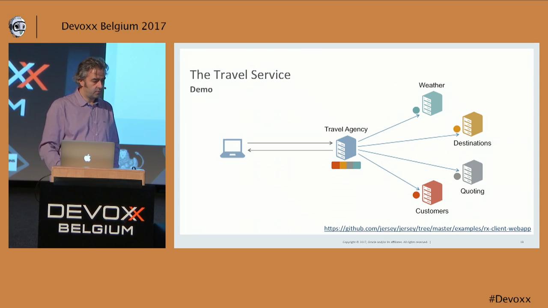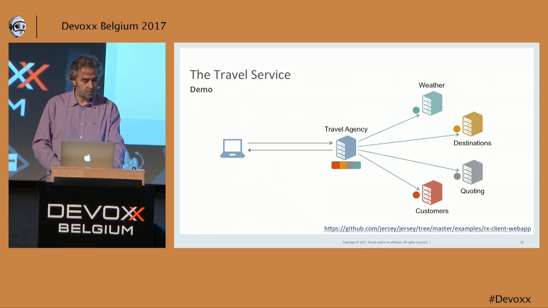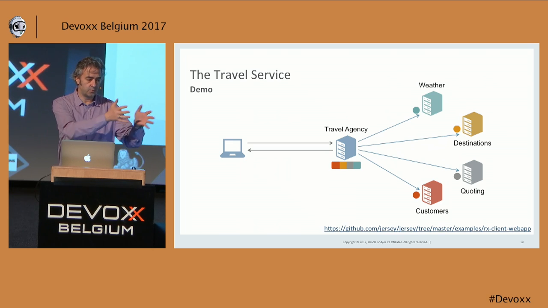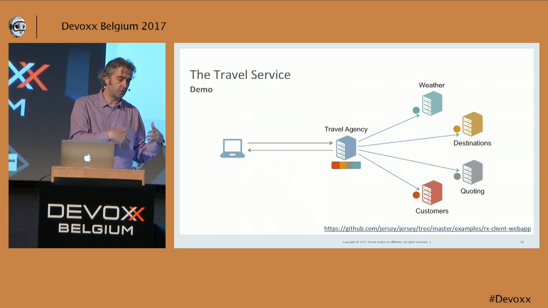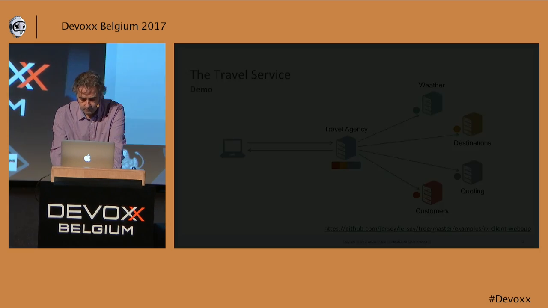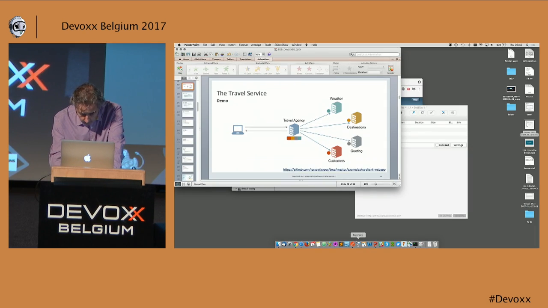So I have this travel agency service running on my laptop. I have everything running, in fact, on my laptop: the main service that performs the orchestration, and then the 4 backend services. So if we look at, let's see.